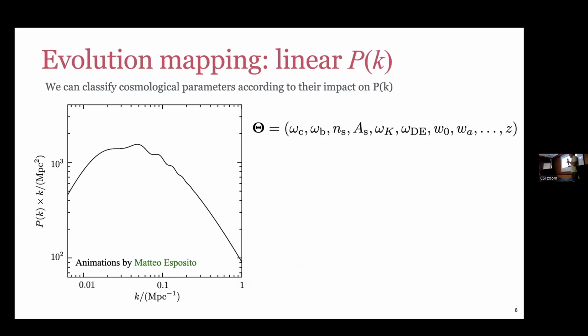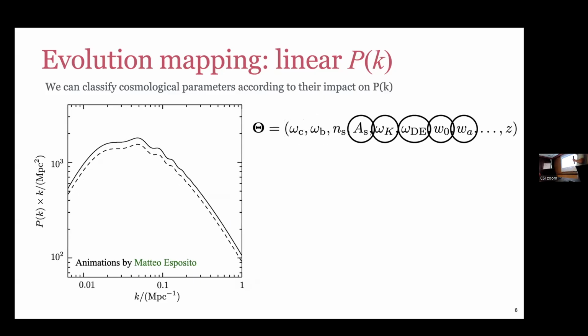So let me talk a little bit about the linear power spectrum. We know that there are degeneracies. We can separate the cosmological parameters into two sets. Parameters such as the whole dark matter density or the baryon density, as well as the spectral tilt, change the shape of the power spectrum only at a given redshift, whereas other parameters such as A_s, curvature, or the dark energy density change the amplitude only, at a given redshift again.